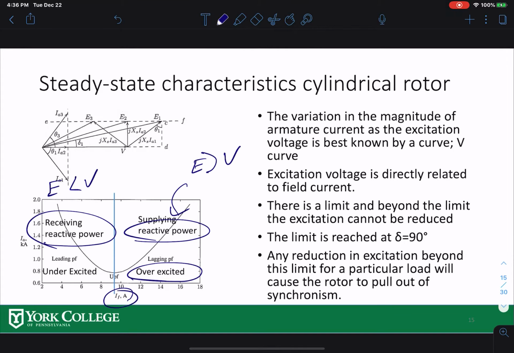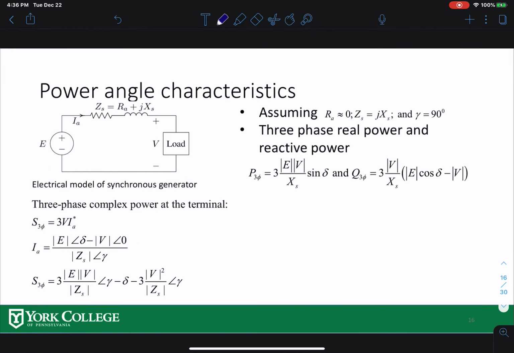So how is this done? You're basically changing the field current to the rotor. And by controlling the field current to the rotor, you can go from receiving the reactive power to supplying the reactive power. All right, and that's how your generator works. It could be either receiving or supplying the reactive power. So this is a simple model over here.